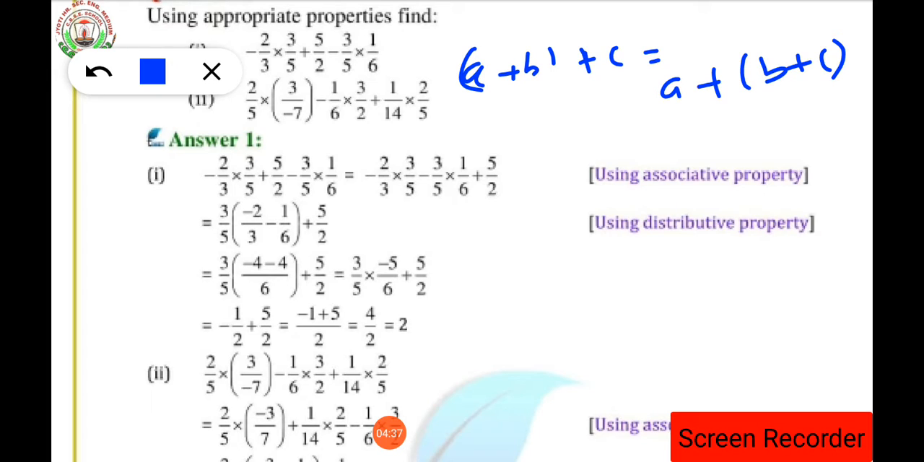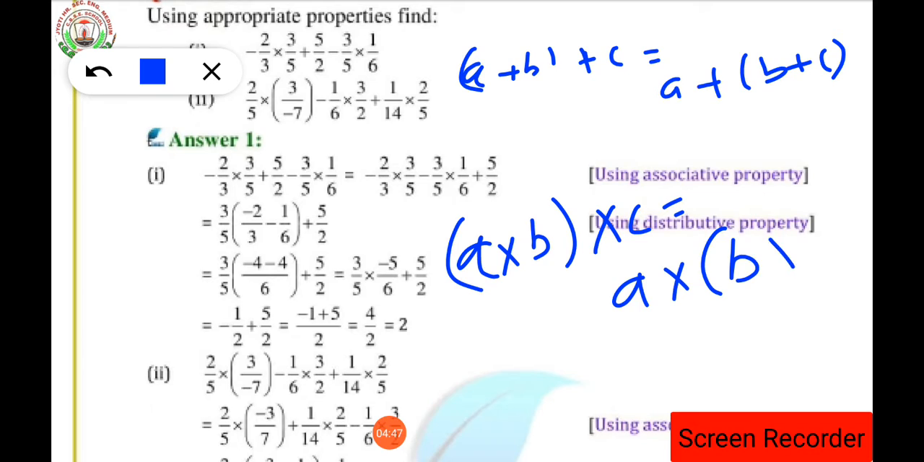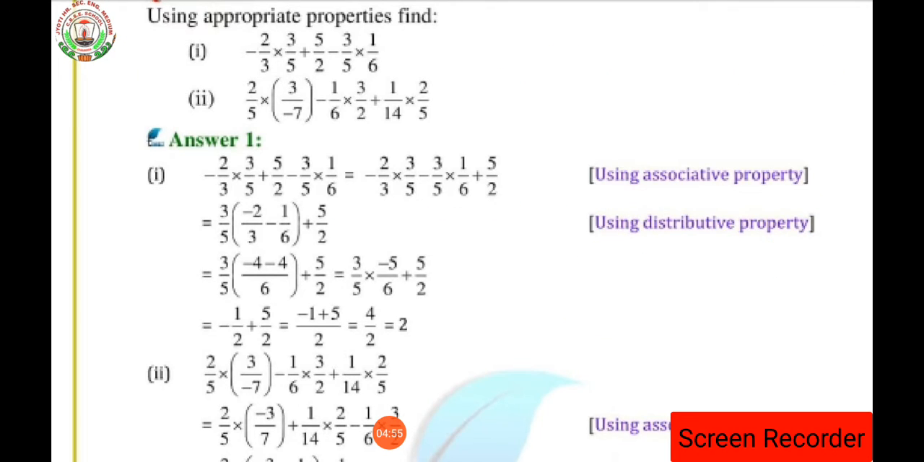The sign will be changed. Suppose the associative property for multiplication, that is (a × b) × c equals a × (b × c), like this. So using the property of multiplication, we are going to solve this part of the question. Clear everyone? So let's start.